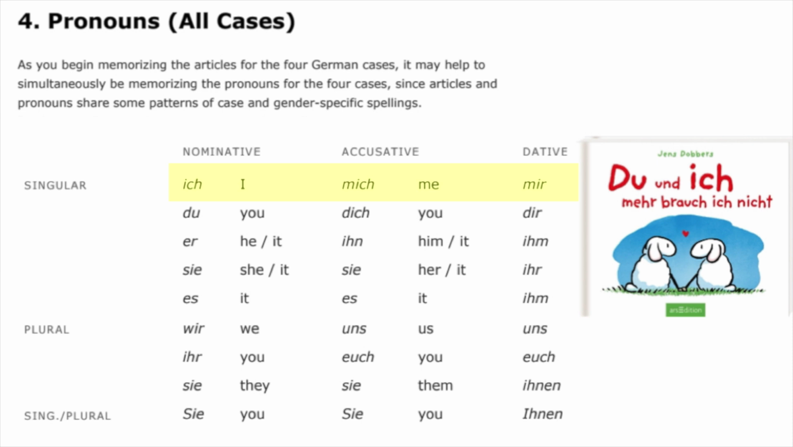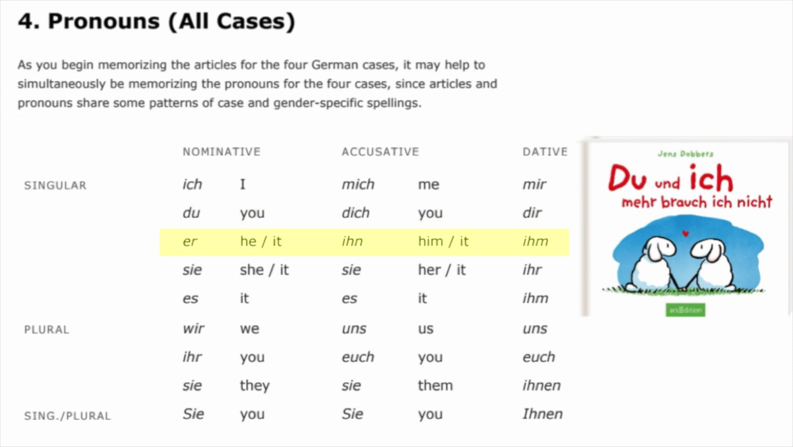Mich, however, is the accusative version of that, which we would translate as me, while mir is basically the translation to me within the dative case. Similarly, the second person, singular informal, in the nominative case is du or you, which becomes dich in the accusative and dir in the dative. Er is he, or in some contexts it, if you are referring to an inanimate object that is within the masculine gender within German, but is considered to be inanimate within English. That's how you would translate it. So er is nominative, but ihn is him or it within the accusative.